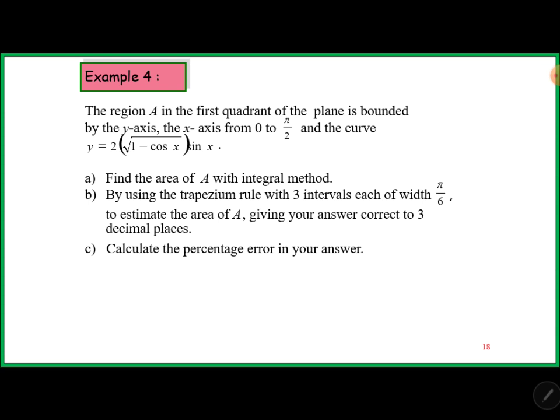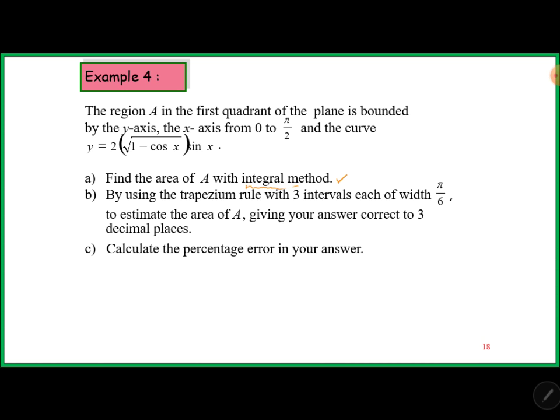Example 4. This is the kind of question in the examinations. The region A in the first quadrant of the plane is bounded by the y-axis, the x-axis from 0 to pi over 2, and the curve y equal to 2 multiplied with square root of 1 minus cos x multiplied with sine x. The question is, first, find the area of A with the integral method. So the first question asks you to use your knowledge in integration.